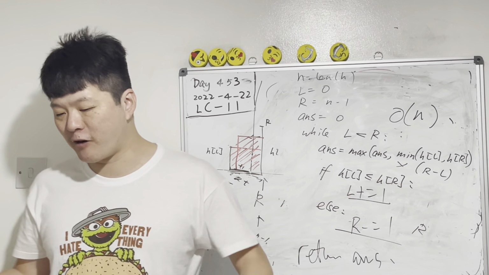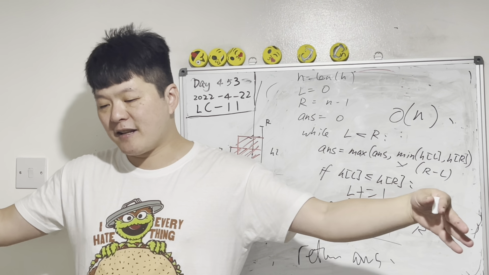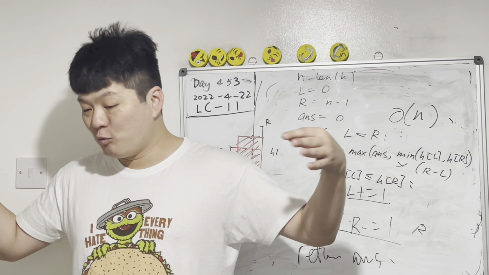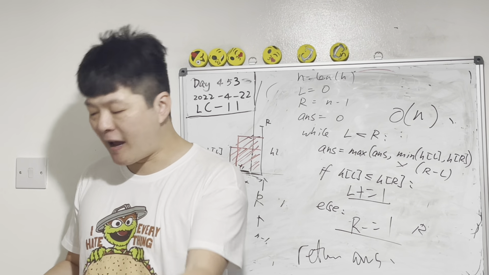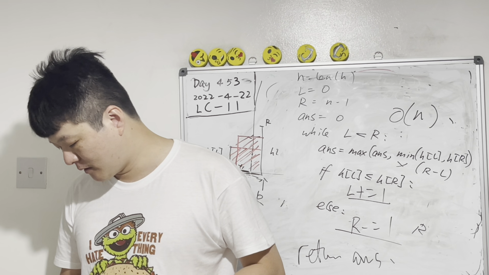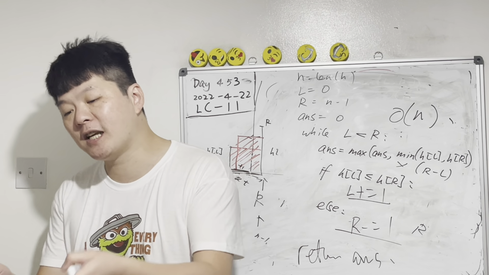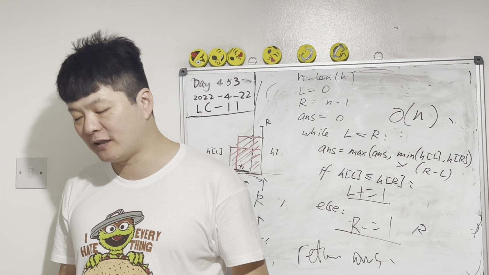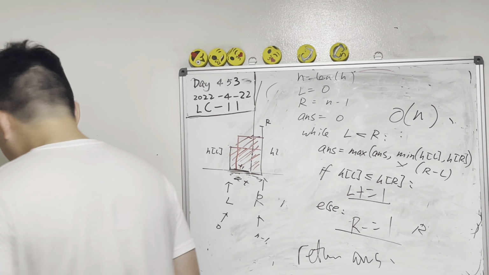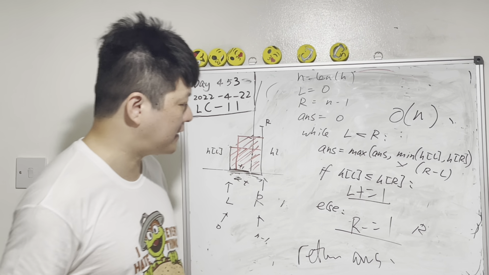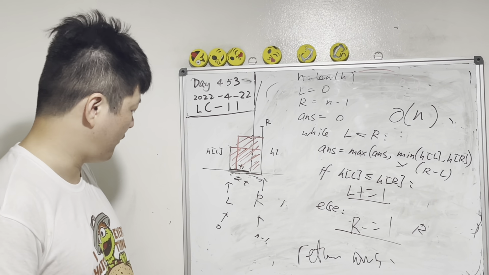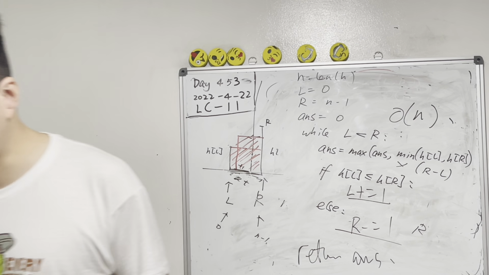It's like Eric and Ryan standing 10 meters apart. At each step, either Eric or Ryan walks 1 meter towards the other. When you meet somewhere in the middle, the total number of steps would be 10. So the time complexity is O(n). Space complexity is O(1), constant space. That will be it for today. Good job. Bye.